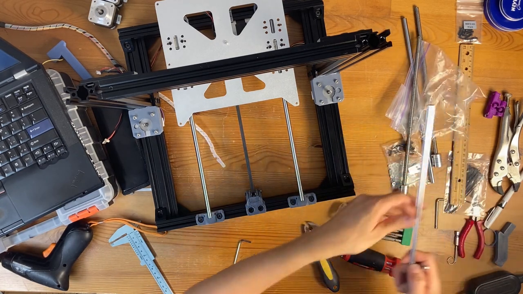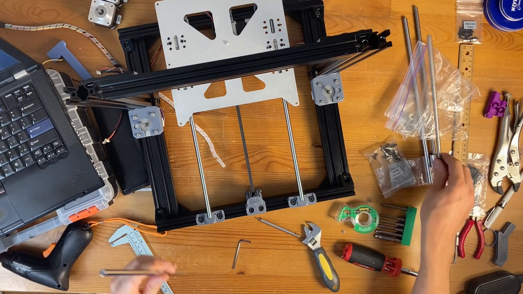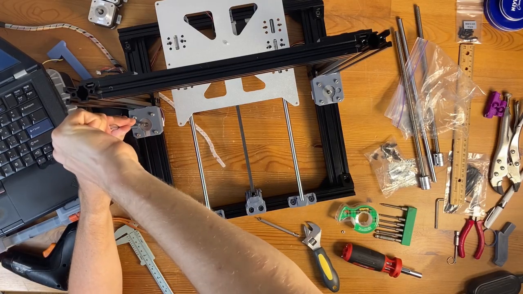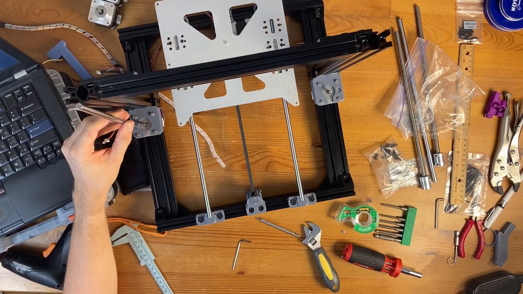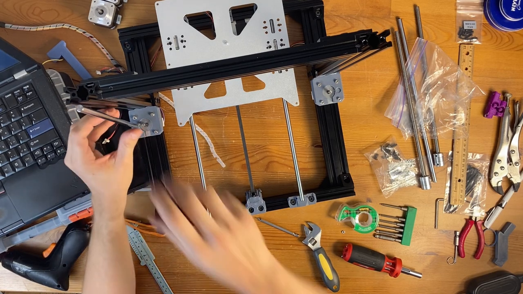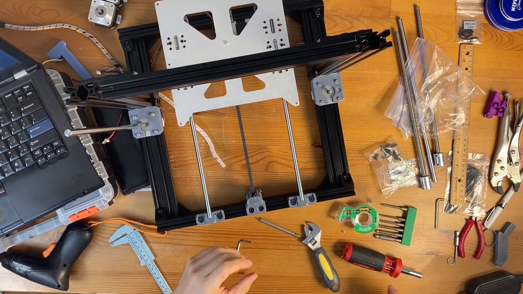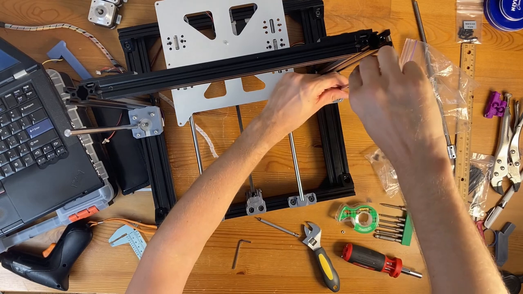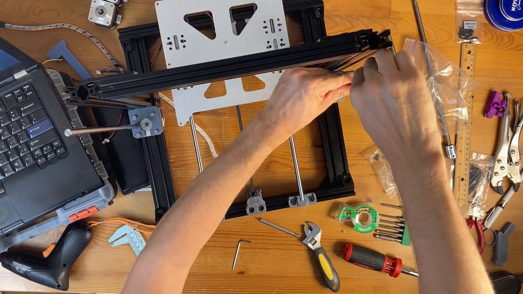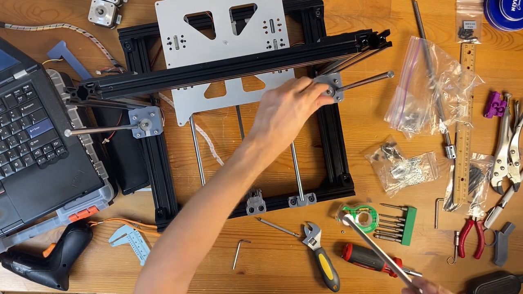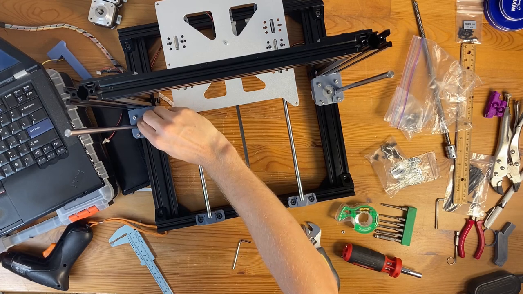So before I'm gonna mount the T8 rods, I'm just gonna mount smooth rods. I think I may need to just put them however close I can and then leave them alone for now. That's going to be kind of a job for later. And now I can just turn the motors on this side that is not round.